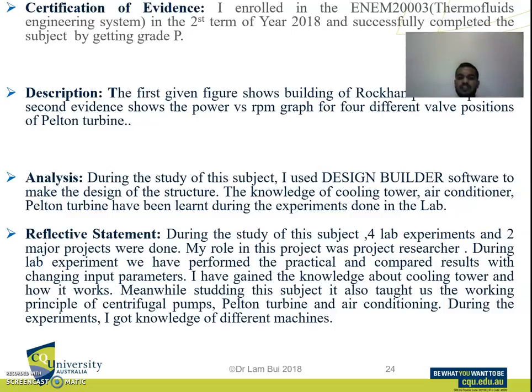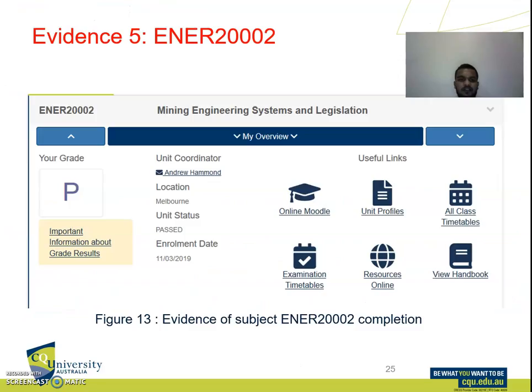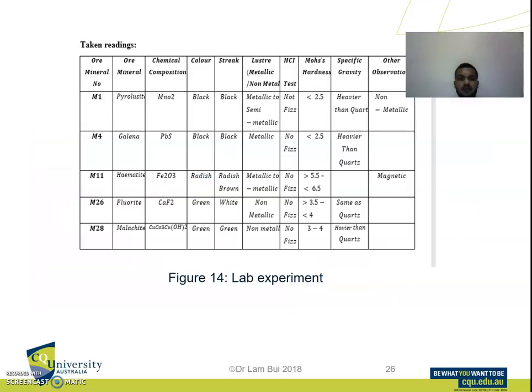I worked as a project researcher in this project and got knowledge about the centrifugal pumps, Pelton turbine, and air conditioning as well. This is the evidence number 5, which stands for ENER 20002. I got P grade in that subject. This is the lab experiment which we did for the different kinds of ore.